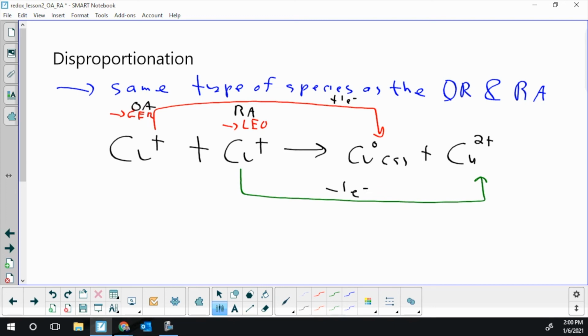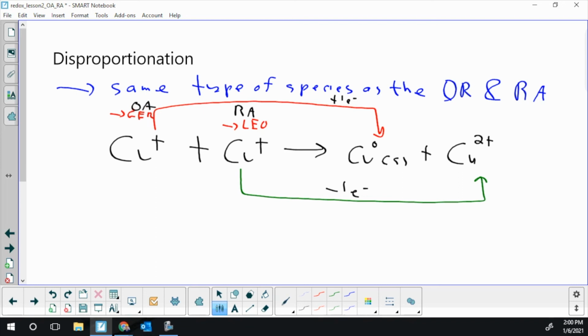Okay? And this is an example of disproportionation. We have the same chemical, copper +1, one acting as the OA, one acting as the RA, making 2 different forms of copper, the elemental copper and the 2+ version of copper. Okay? And this is spontaneous.